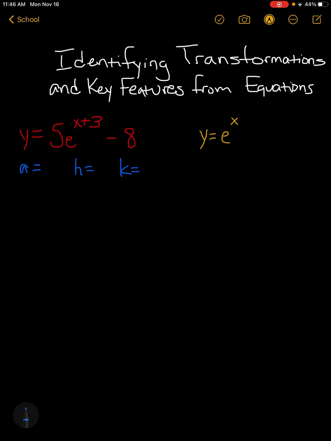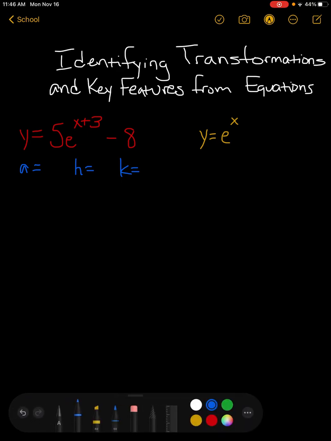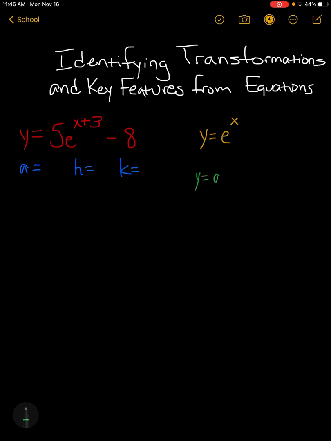And the way we can do that is by understanding just the general transformation formula, which is a times b to the x minus h plus k, where b is the base, so that's not a transformation. B just refers to the base of the function. In this case, the base is e. But a, h, and k are all transformations that are going to take place.